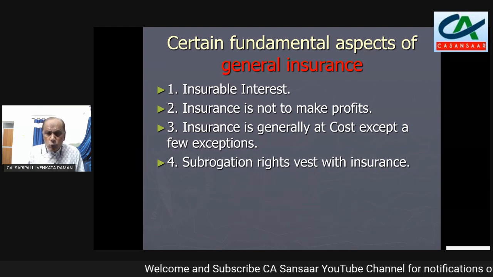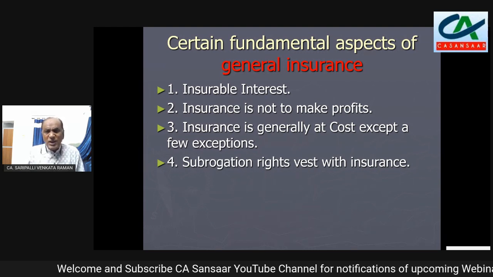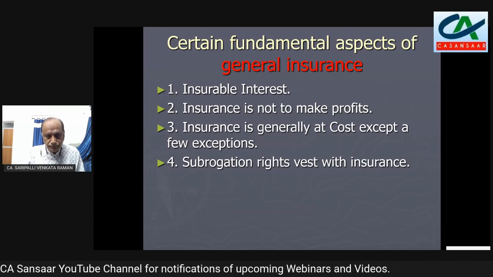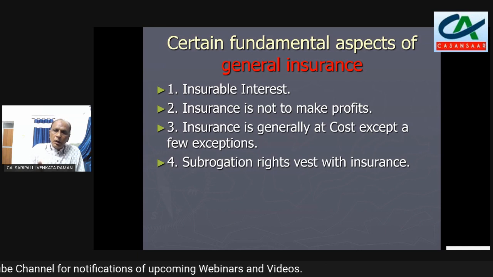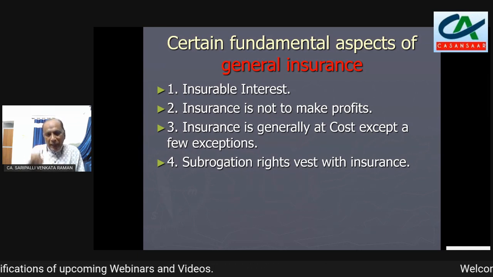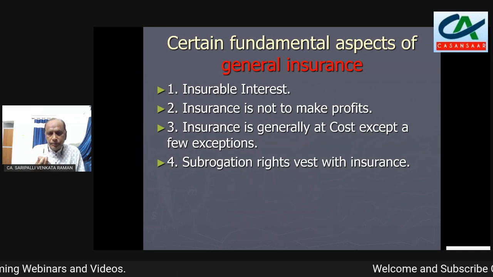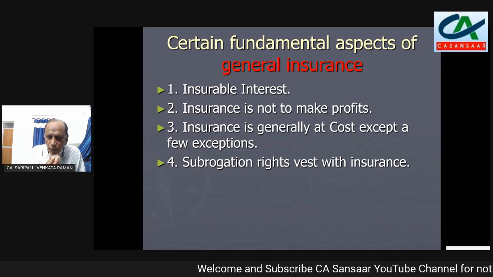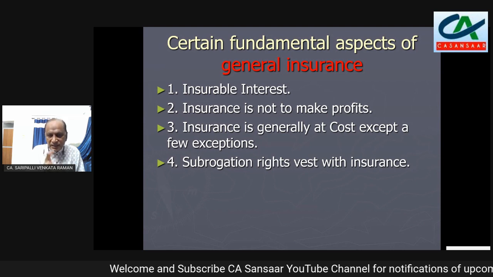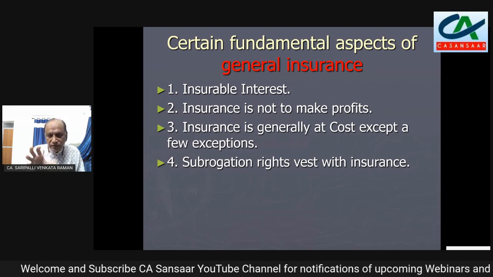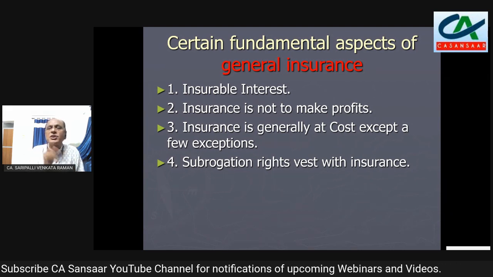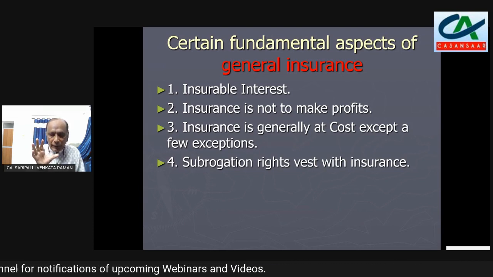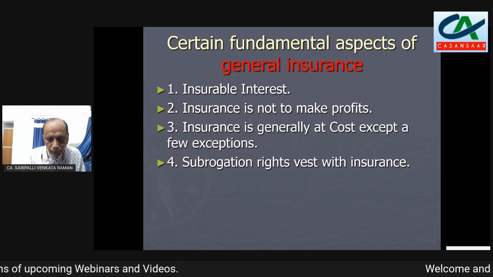Next, subrogation rights vest with the insurance company. This means after the insurance claim is paid, the property which is damaged, that is the property which is left there, always belongs to the insurance company, and they have a right to take over that property because they have paid the insurance claim. Right?